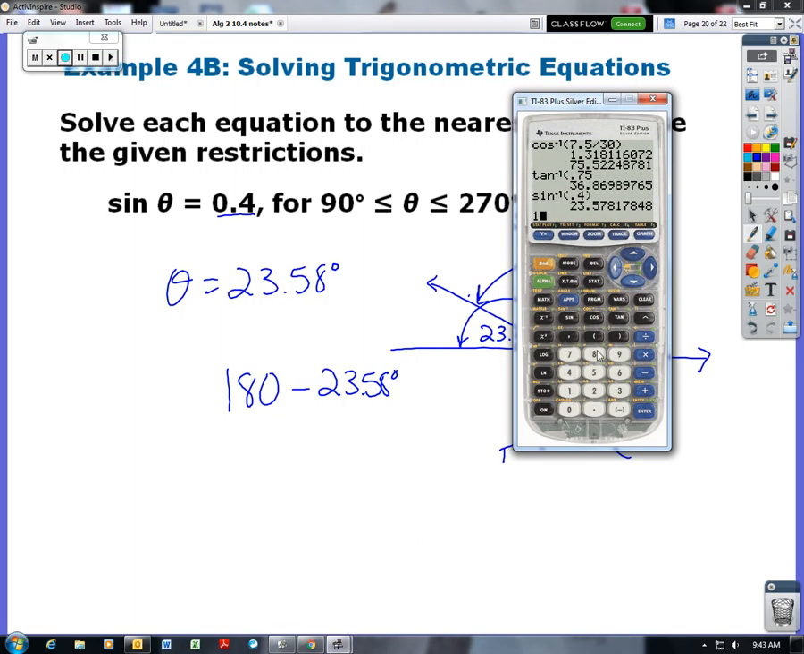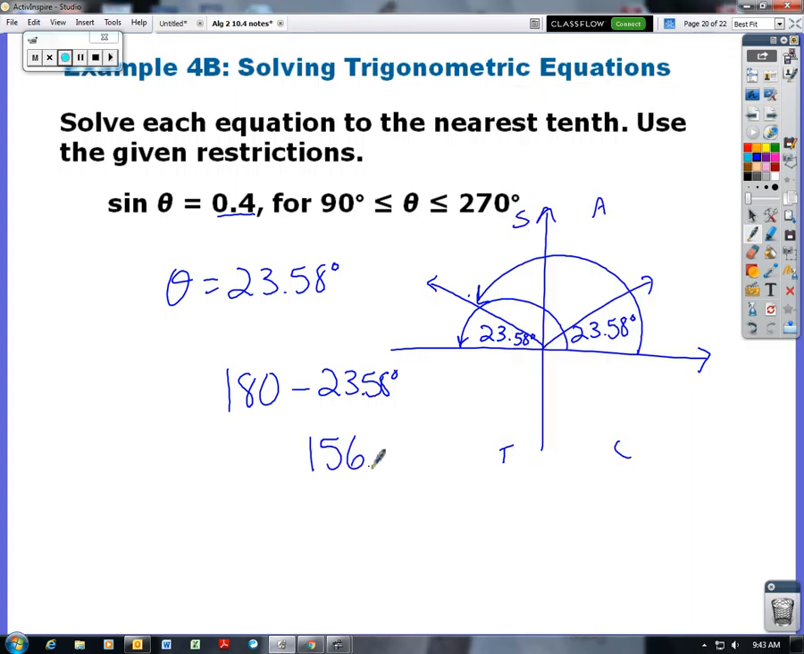So 180 minus the second answer is 156.42. That is between 90 and 270. Please draw pictures. See how the picture helped me figure this out? So I highly encourage you, draw pictures. Make sure you look at the restrictions. Don't just quickly find inverse sine and stop. You've got to look into this a little more deeply.